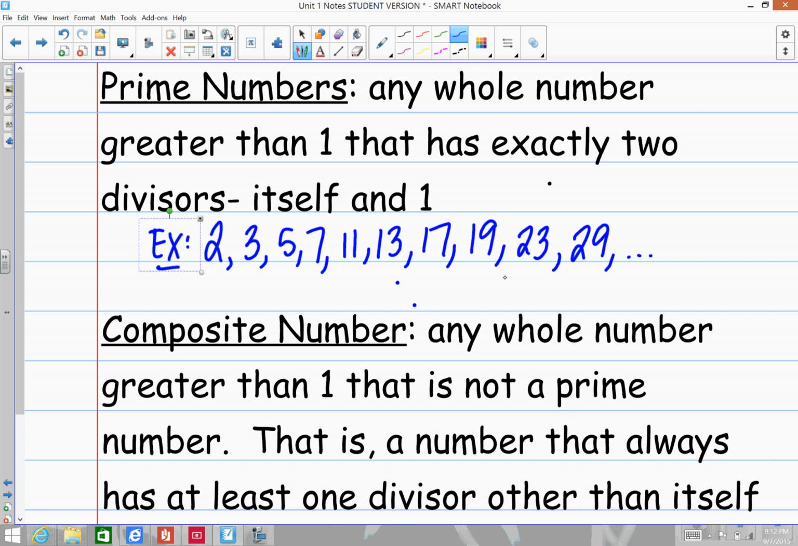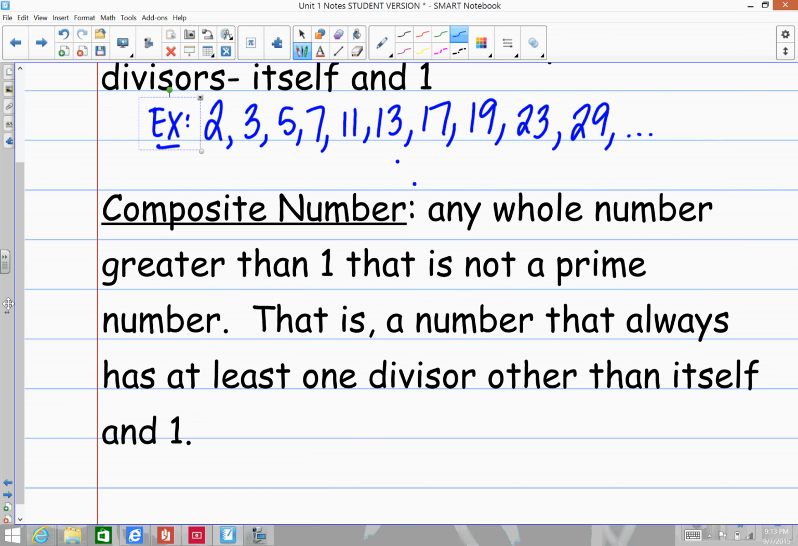But any of these numbers, if you pick any of them, so let's say I pick 13, there's no other numbers that go into 13 other than itself and 1. So the only way I can get 13 is 13 times 1. Same with any of these. And there's more, you just keep going with it. So think of other numbers that only have divisors of itself and 1. Where a composite number is more commonly the numbers that we use for factoring and that kind of stuff because they have more divisors.